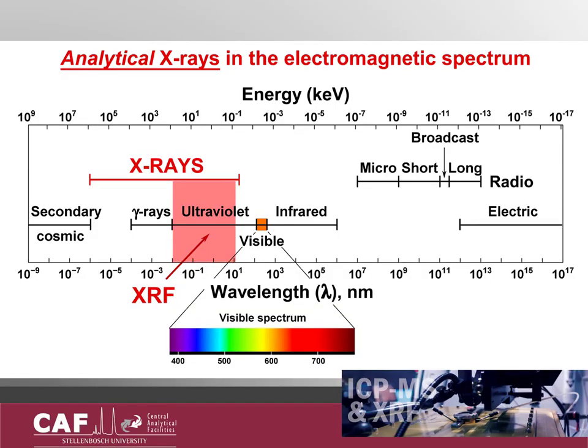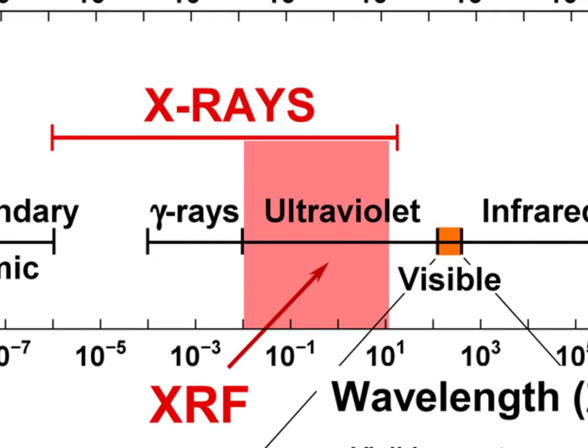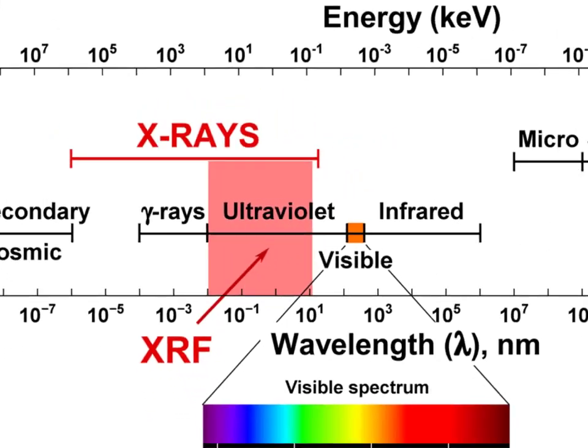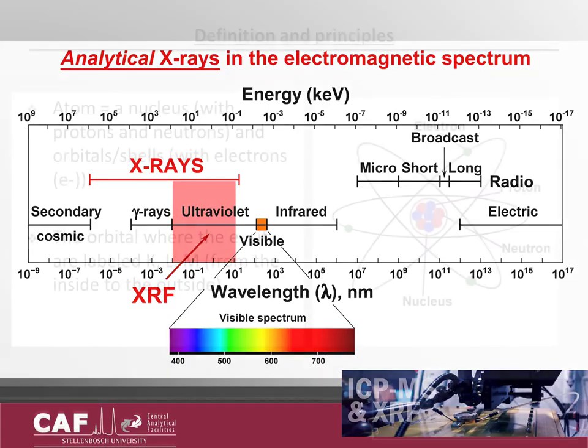X-rays are part of the electromagnetic spectrum, where it can be expressed as wavelength, measured in nanometers, or as energy particle measured in kilo-electron volt. The X-ray region on the electromagnetic spectrum overlaps with the low-energy gamma rays range and the high-energy ultraviolet range. Only a small portion of the X-ray spectrum range is used for XRF spectrometry. X-rays can occur as a continuous spectra or as characteristic line spectra.